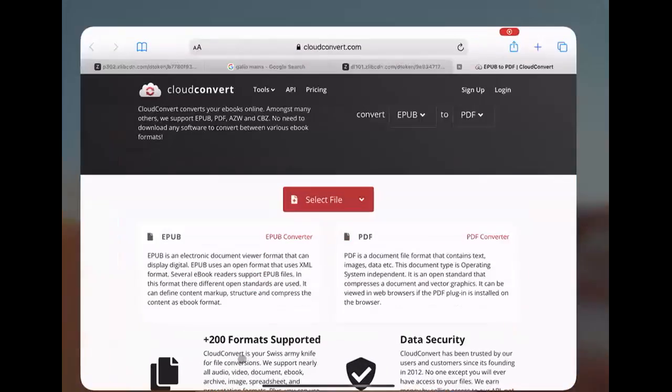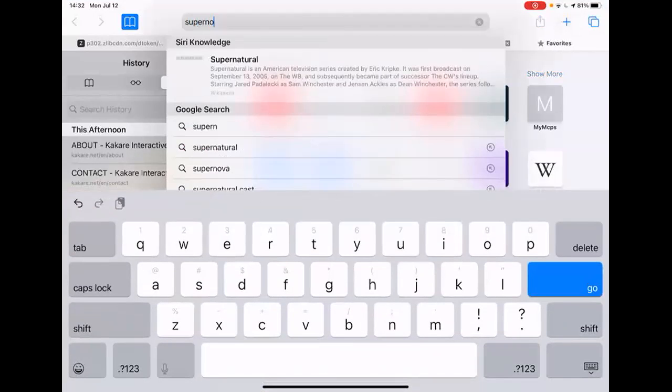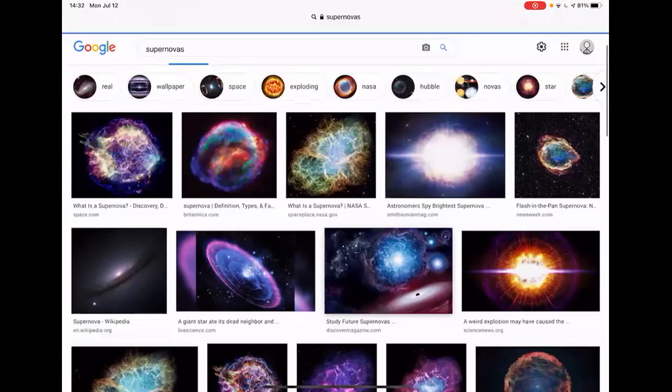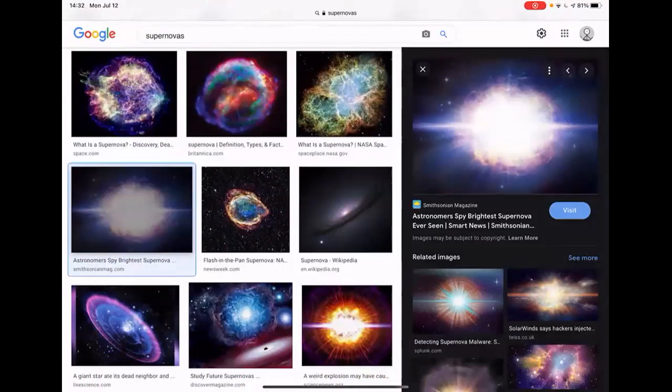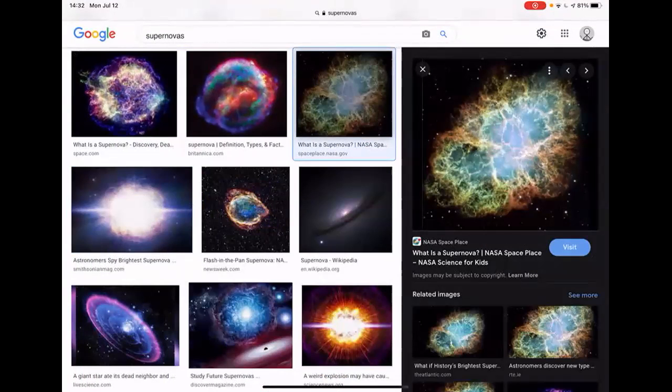I should find some pictures because supernovas are really cool. Well, some of these are fake. This is what we call an artist's depiction. Some artist decided to draw it. We don't actually have a photograph of it. But this is real. This is a real explosion, right?